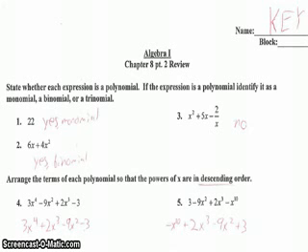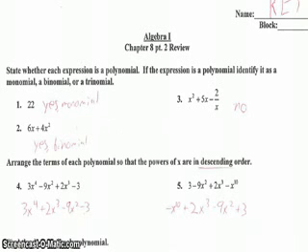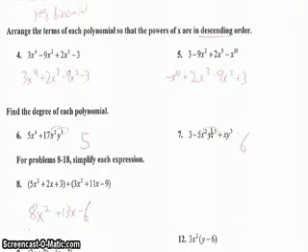So first set of directions, basically yes or no questions. If you do say yes, be more specific and classify as a monomial, binomial, or trinomial. Remember, the reason to say no is if we divide by a variable. That's the only reason we're ever going to see that I'm going to show you for saying no.